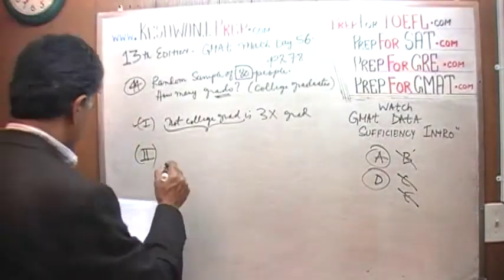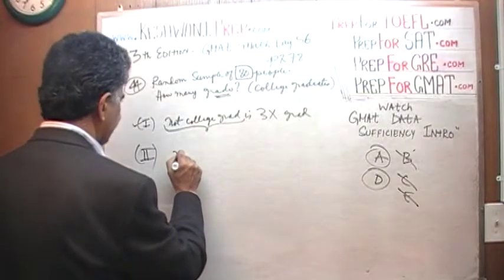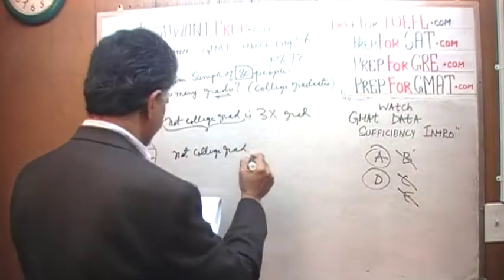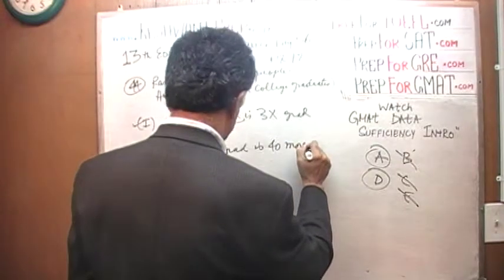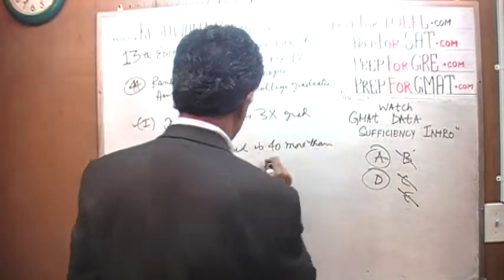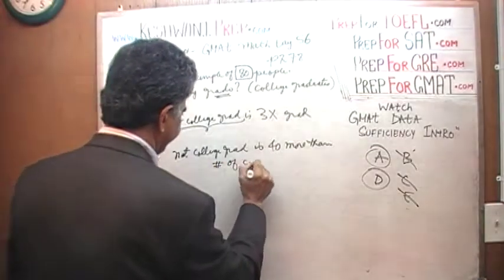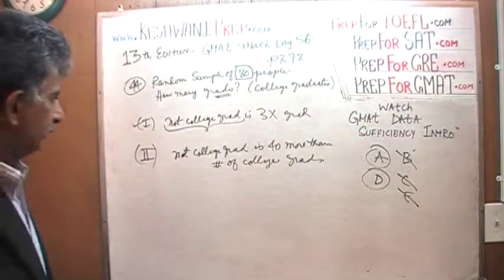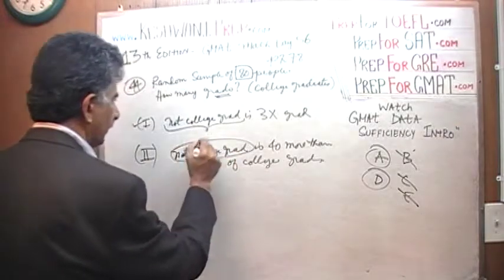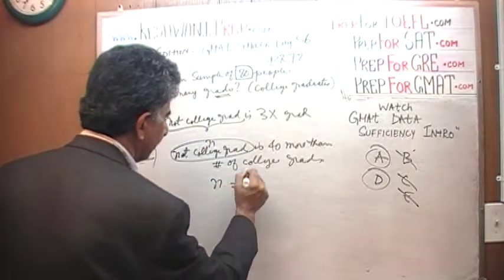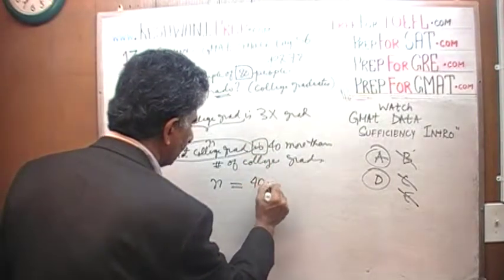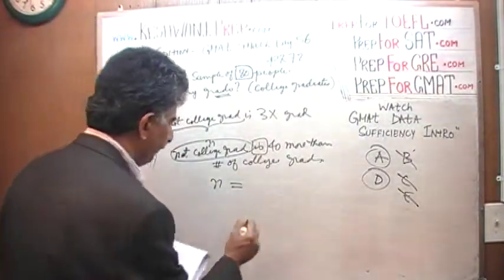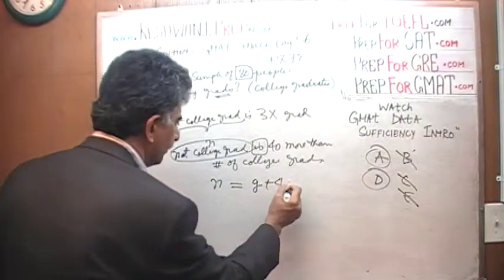The second statement tells us that the number of non-college graduates is 40 more than the number of college grads. Now we can continue with our same notation. Not college graduates is what we are calling N. So we are told that N is 40 more than the grads. To be more appropriate, we should write N equals the number of grads plus 40.